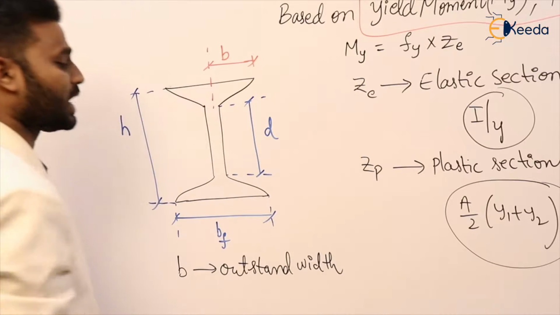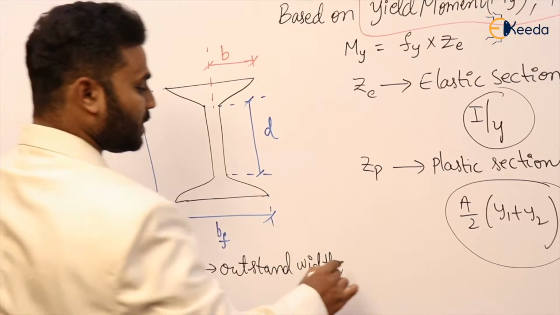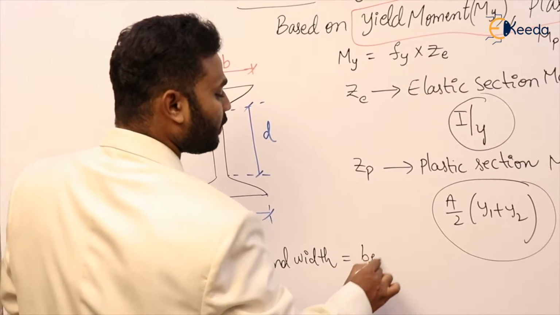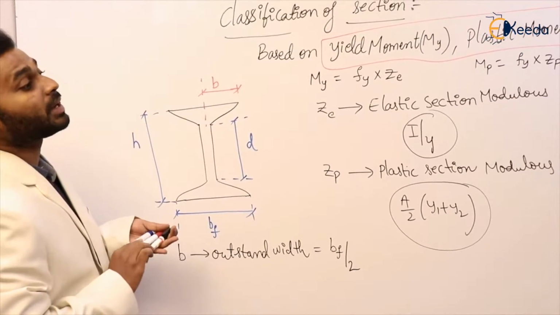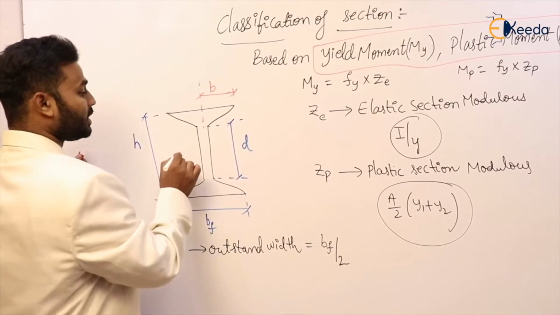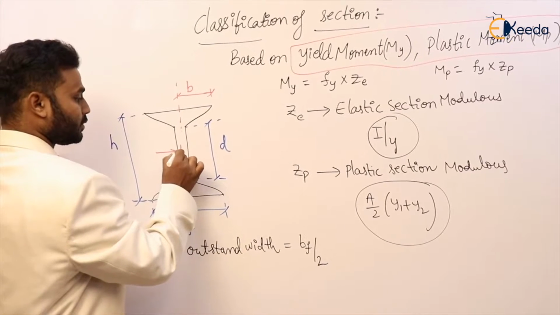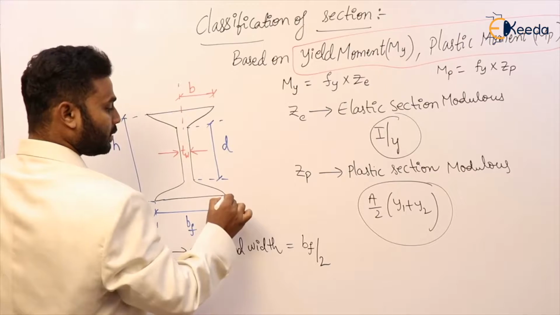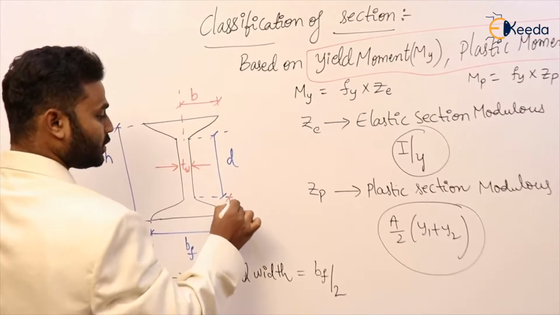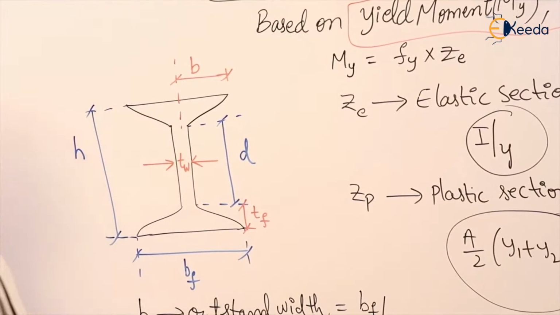B is the outstand width. So from this we can say B is equal to half of the width of the flange, means BF by 2. Agree? And what is meant by TW and TF? So TW is the thickness of the web, and TF is the thickness of the flange. So those are the dimensions.